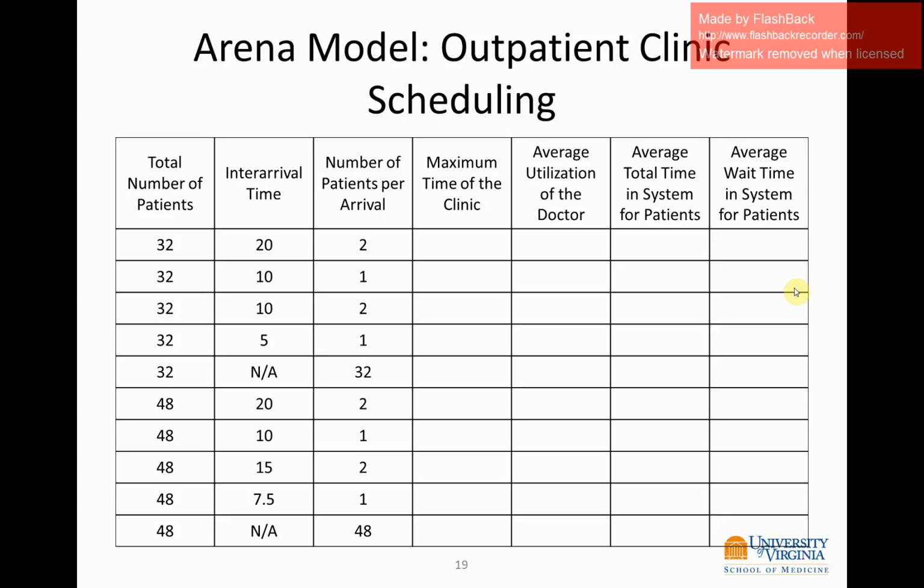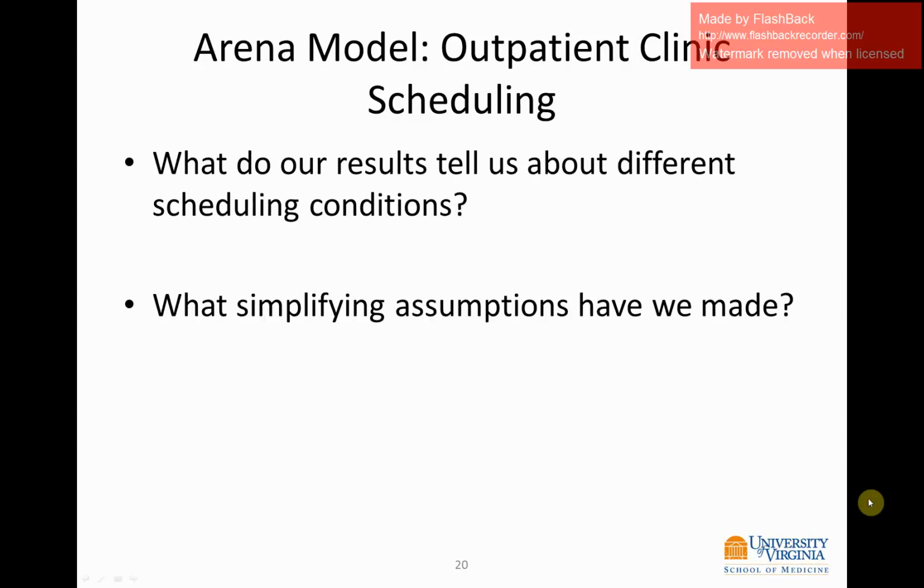So we wanted to look at some questions where we want to be able to take the output from these experiments and look at the results. So what do our results tell us about different scheduling conditions, and what simplifying assumptions have we made?